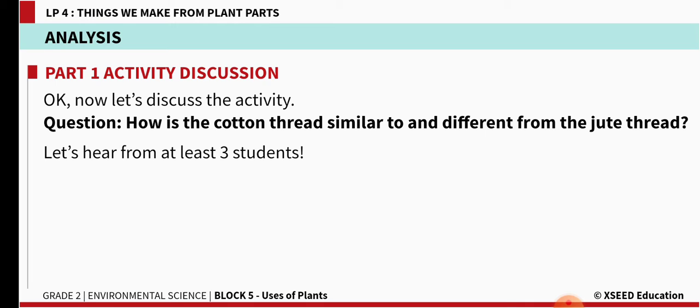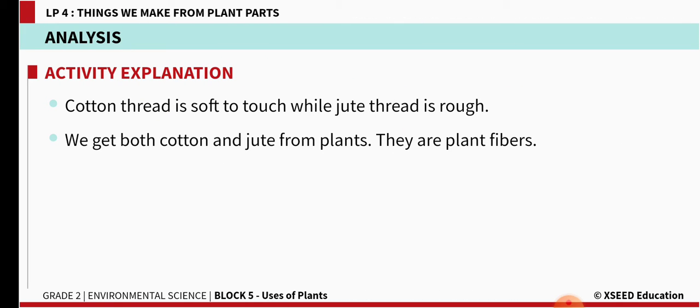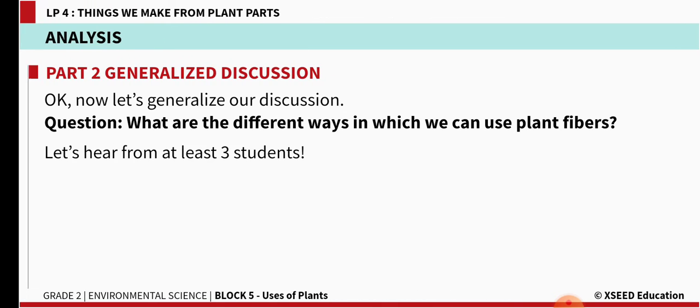How is cotton thread similar to and different from jute thread? So when you touch and see, you have the cotton thread and the jute thread, you are able to identify that cotton thread is very soft and jute thread is a little rough. But what is common for both? Both we get from the plants. Both are plant fibers, but cotton thread is soft and the jute thread is comparatively rough.